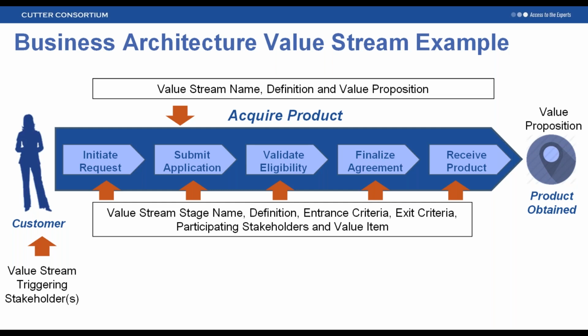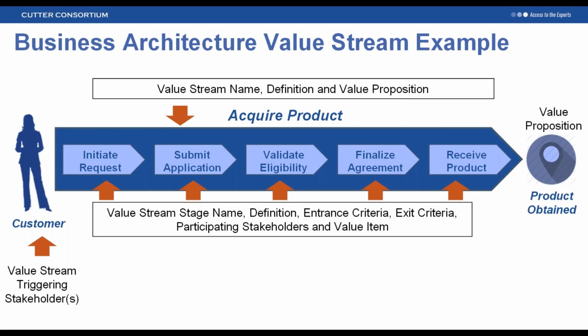So what you're looking at here in this business architecture value stream is called Acquire Product. The value stream is triggered by a customer and their end-to-end value proposition. In other words, what they get out of this is they obtain a product. And to do that, they go through multiple different stages like initiate request, submit application, validate eligibility, finalize agreement, and receive product. Now, of course, additional detail is captured that I'm not showing here, both at the value stream level as well as at the stage level. In addition, we would also cross-map capabilities to each of the value stream stages that you see here.